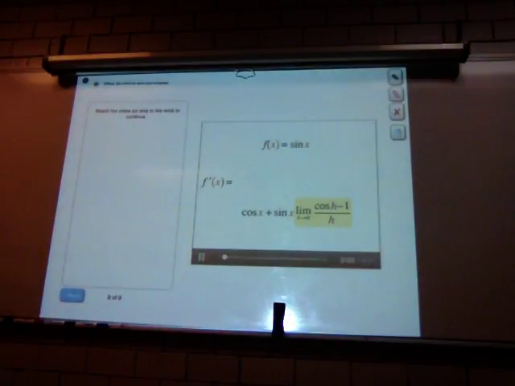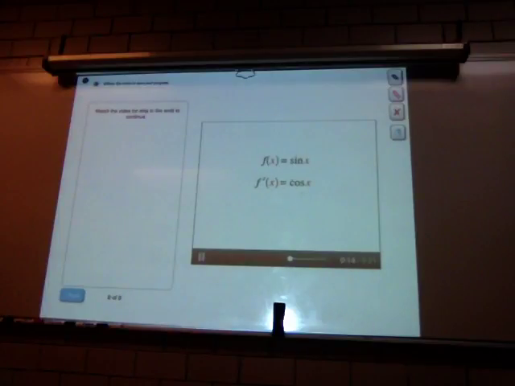Right, this limit equals 0. So when we multiply sine x by 0, we still get 0. So the sine x term here goes away. And that leaves us with cosine x. And that's it. The derivative of sine x is indeed cosine x, just like you guessed at the beginning.